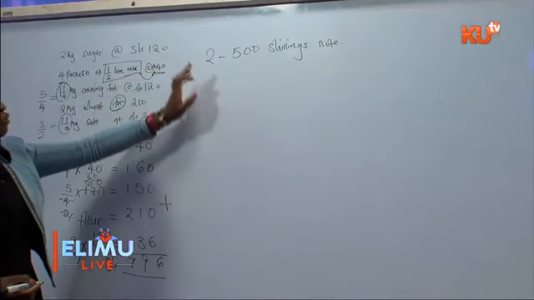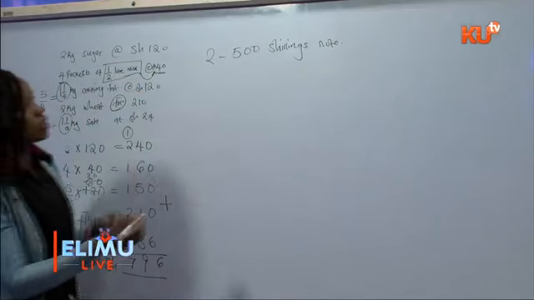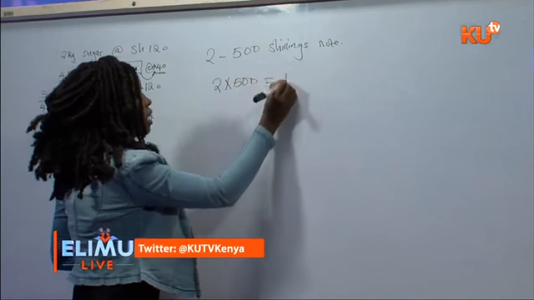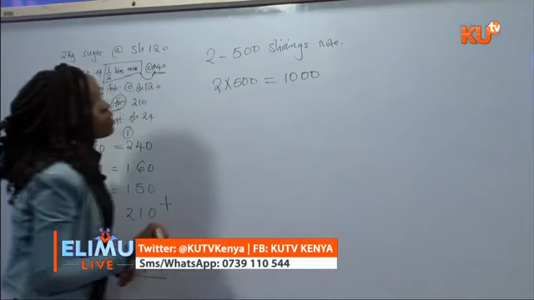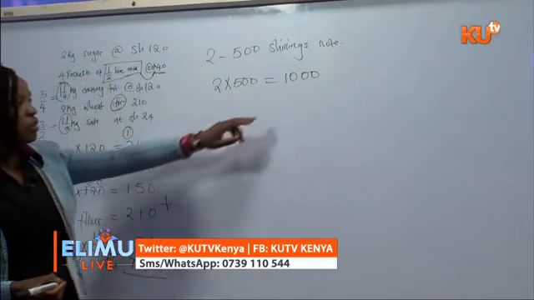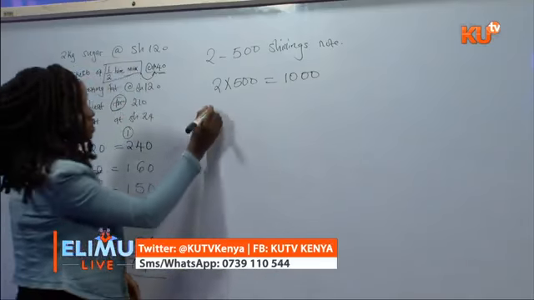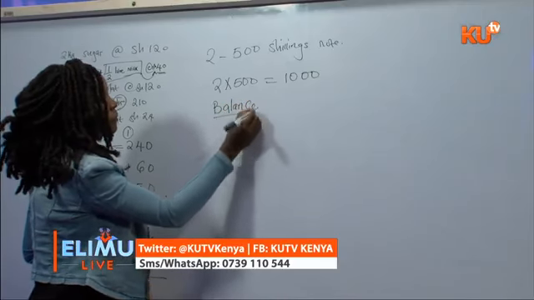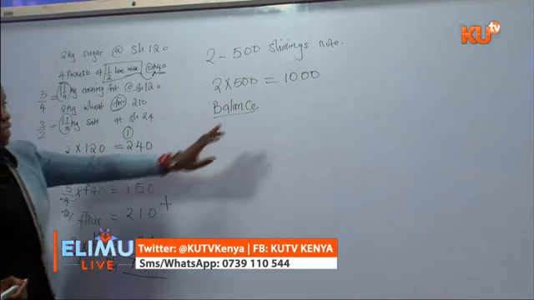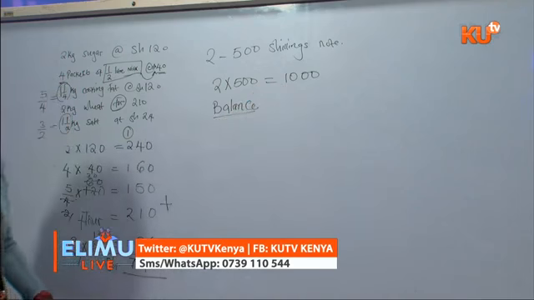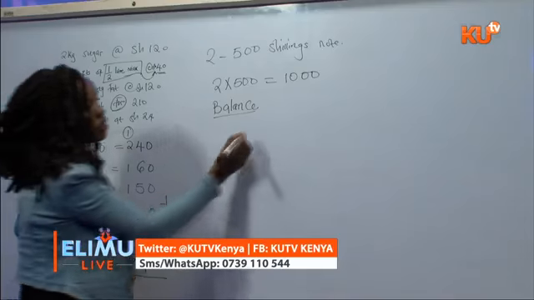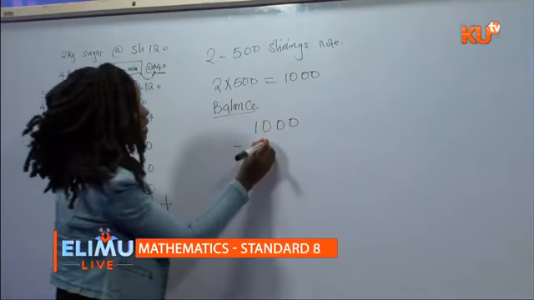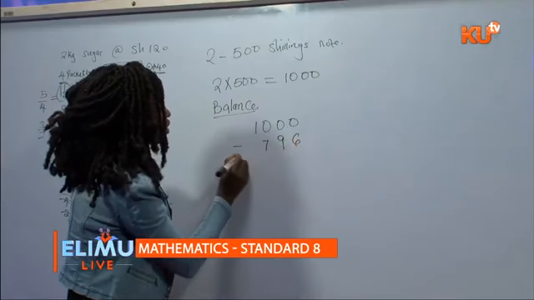So we get the total amount of money that she used to pay. 2 times 500, we get 1,000. So meaning that the amount of money that she gave out was 1,000. We get the balance. To get the balance, we take the amount of money given minus the total cost of the items, which is 1,000 shillings minus 796 shillings.